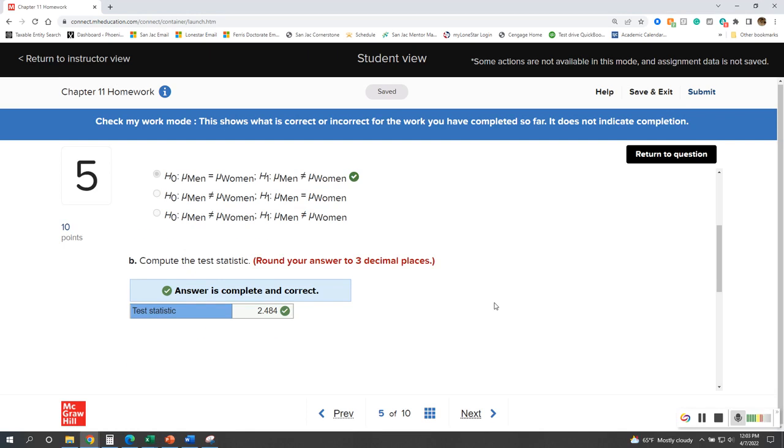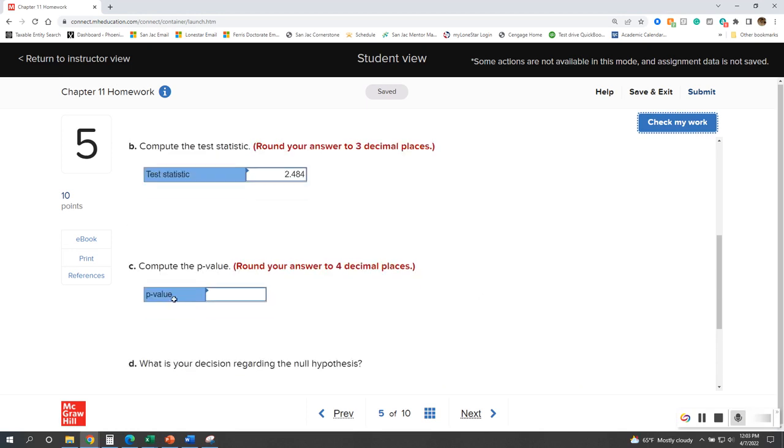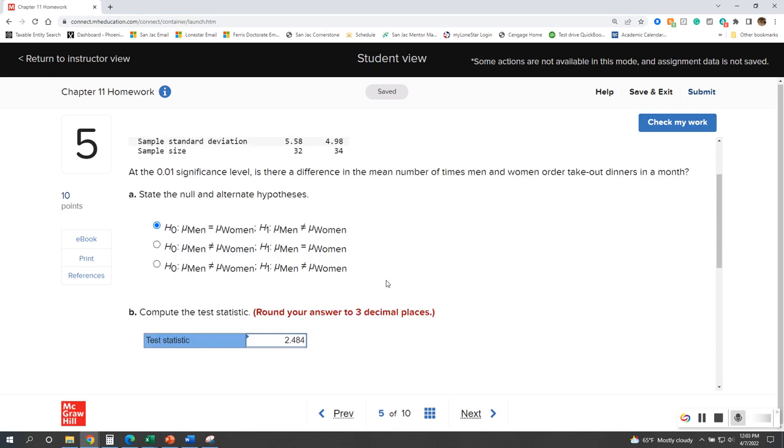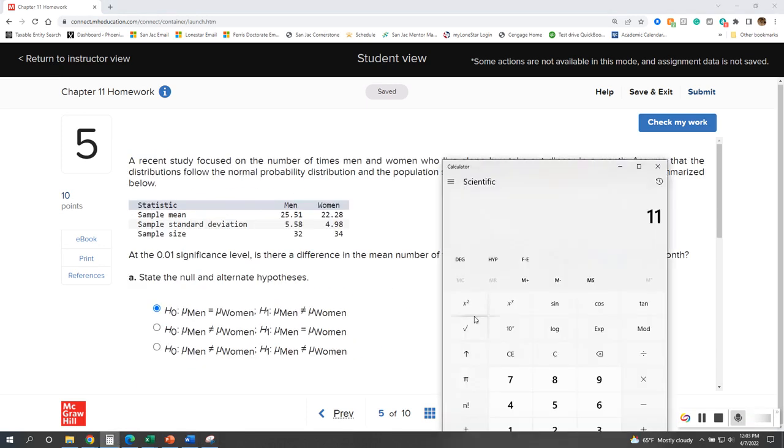Check, make sure our calculation is correct, and it is correct. Alright, next, it wants to compute the p-value. The only thing that we have to do with the p-value, again, is find our degrees of freedom. Since this is equal, we take our two sample sizes, add them together, and subtract 2.